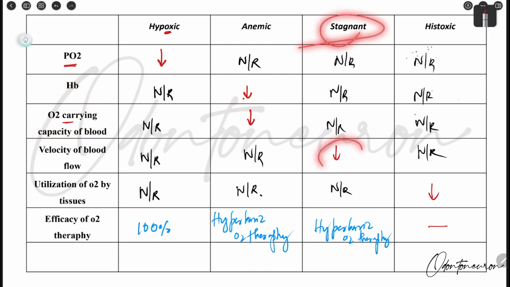In stagnant hypoxia, there's stasis of blood. That's what stagnant hypoxia is. And histotoxic hypoxia, what is the problem? See what happens basically in histotoxic hypoxia.